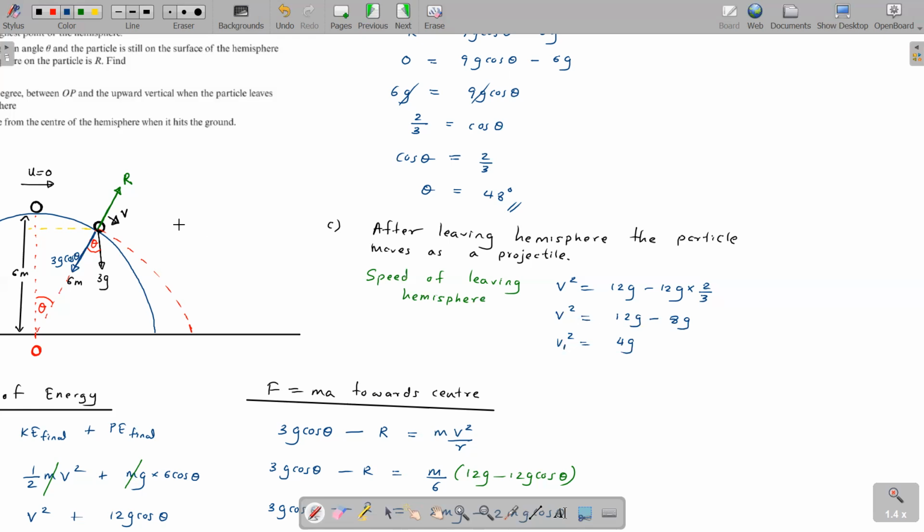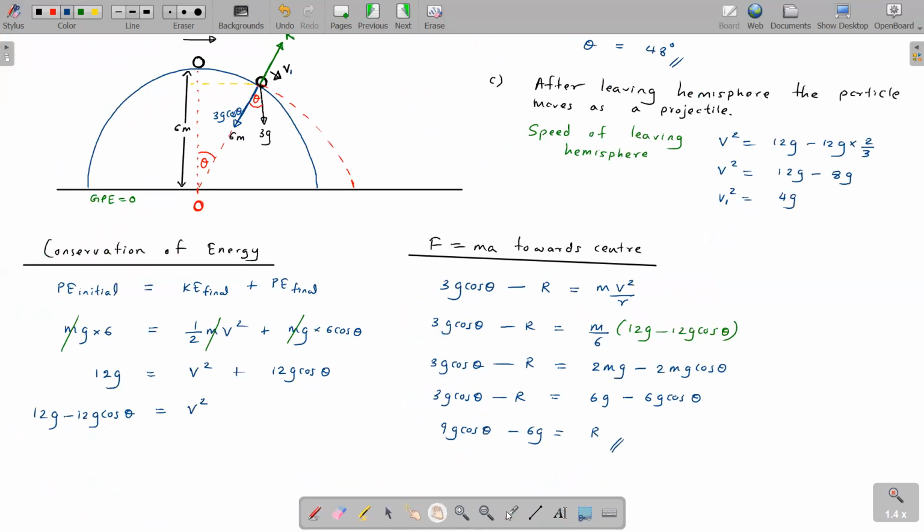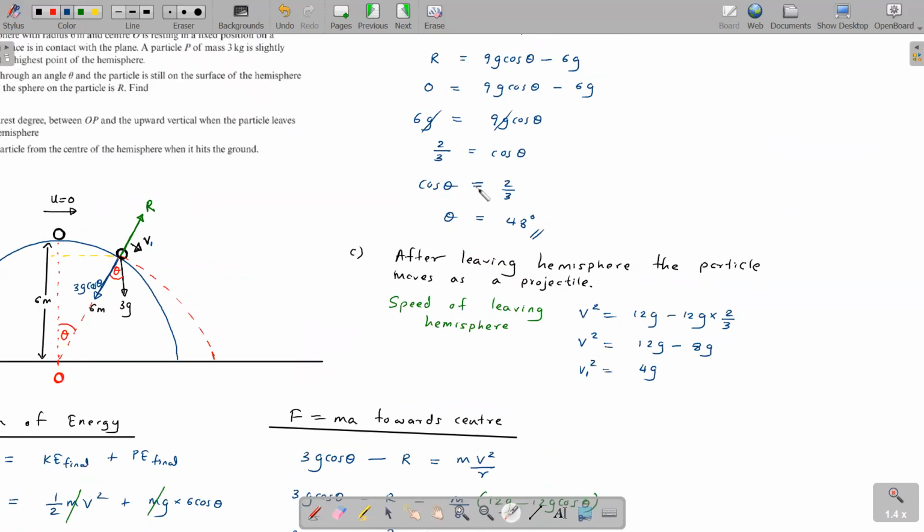I'll name it as v1 because that's a specific speed, right? Now, what we found as v earlier was an equation that gives us the general speed. At any point you can put any theta value and you can find the speed. At the point that you are leaving the hemisphere, there's a specific theta value, so for that specific theta value, we have a specific speed. That's why I named it as V1. I don't want to draw this particle in another place, I just leave it over here to make things easier for us. So I took this point as V1.